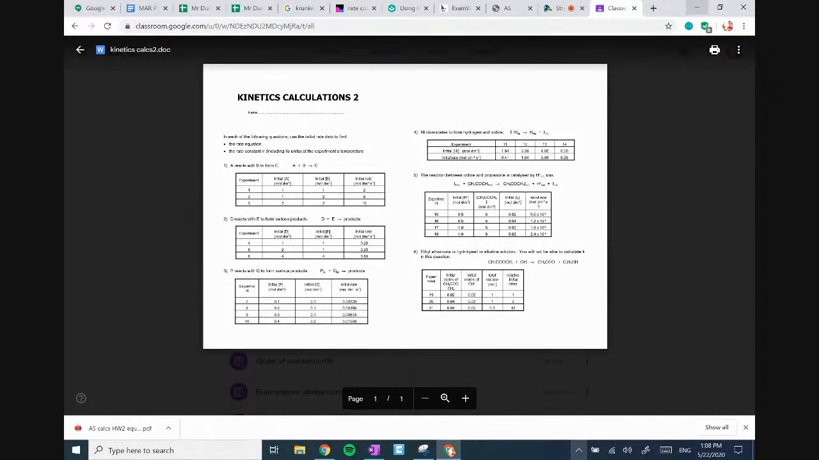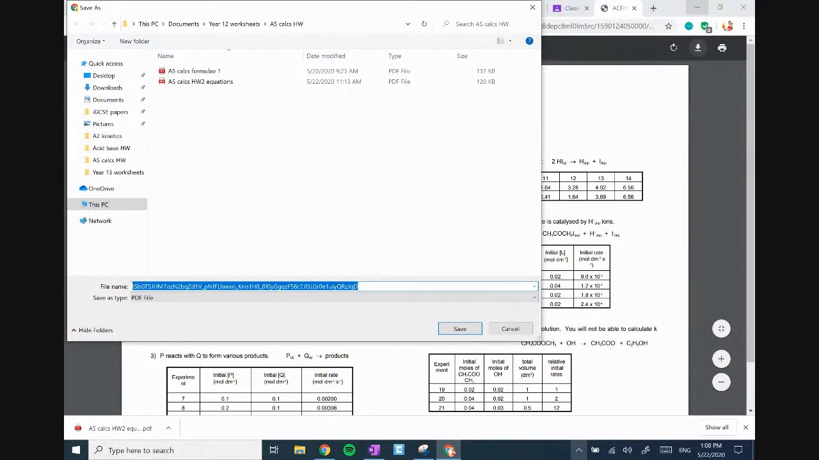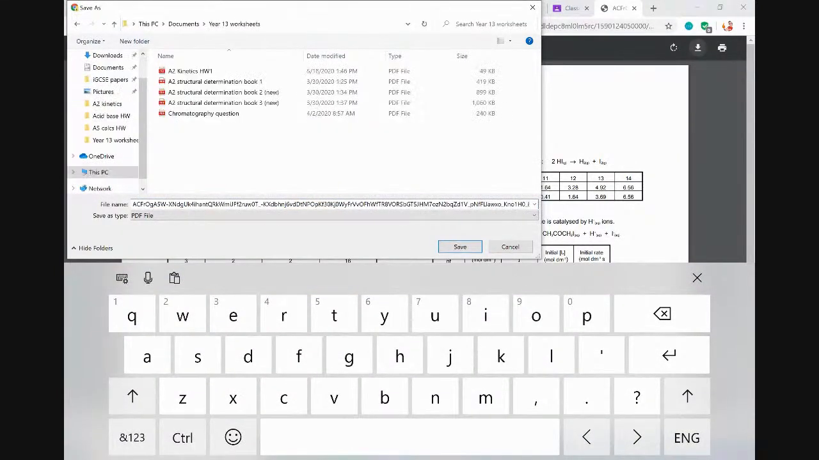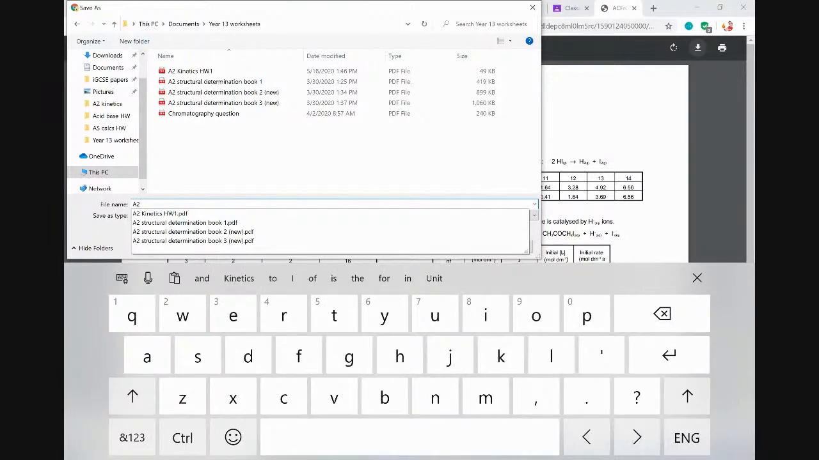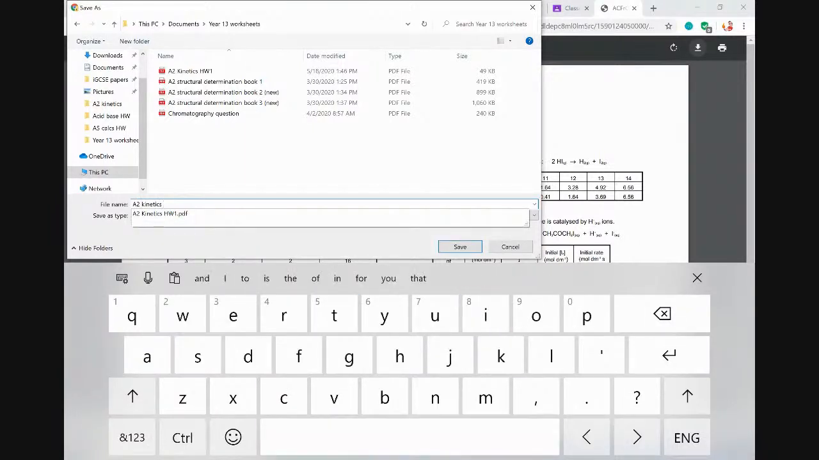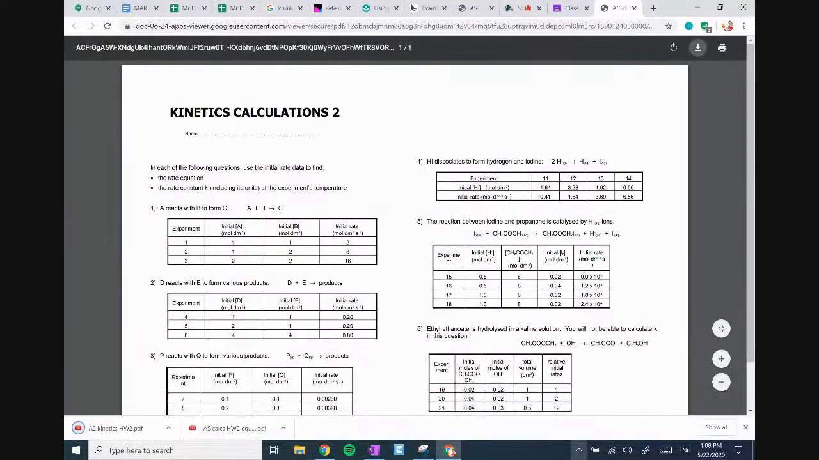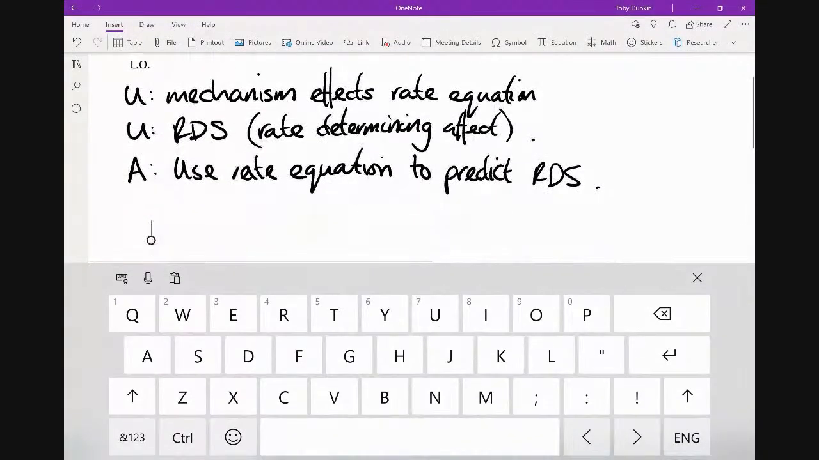That's why my tablet doesn't like it. Do I want to download this? No. Oh, download as a PDF. Nice. Documents, year 13. Let's do it here. A2 kinetics HW. Sorry, guys. I thought this was all set up and ready. Right. Okay. Now I can insert it.